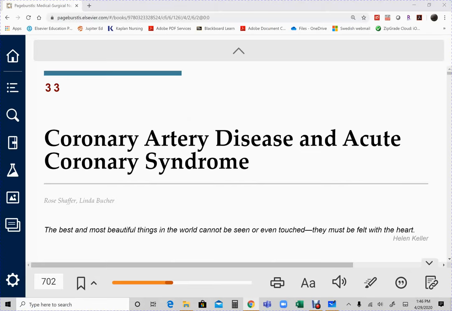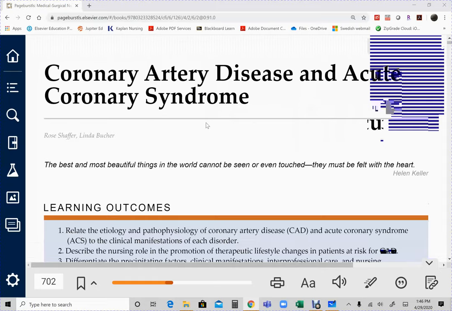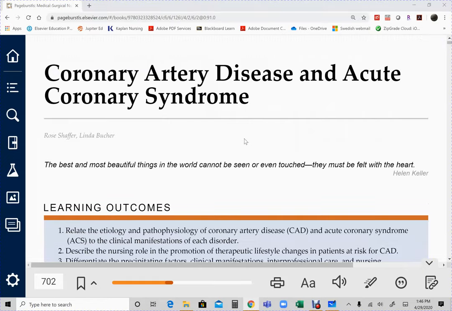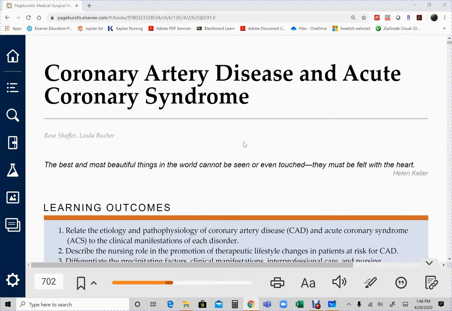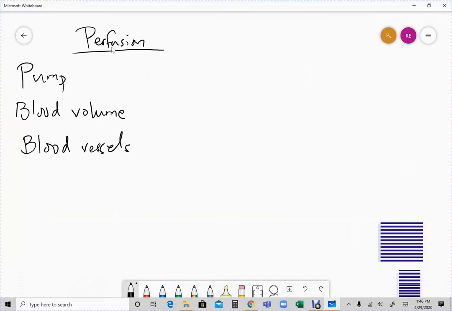Here is chapter 33, coronary artery disease and acute coronary syndrome. This is one of the longest chapters in the cardiac series. However, let's try to keep it simple. So this is a disease of the heart itself, particularly the coronary arteries. The culprit here is the same atherosclerosis that caused the problem in hypertension. So our concept is the same, so it is still a perfusion problem. So therefore this is now a disease of the pump this time.